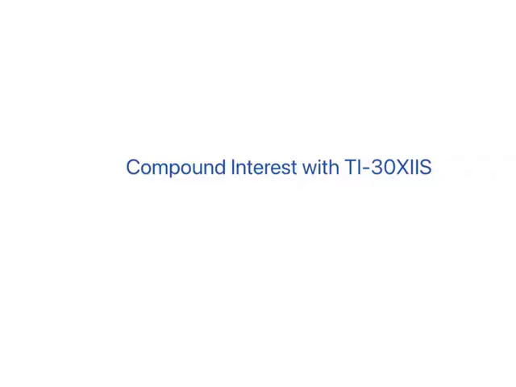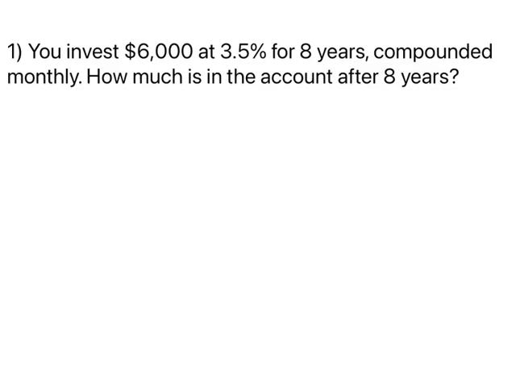Let's talk compound interest with the TI-30XIIS calculator. So our focus here is going to be on how to plug it in to the calculator. Now, the first question: you invest $6,000 at 3.5% for 8 years compounded monthly. How much is in the account after 8 years?